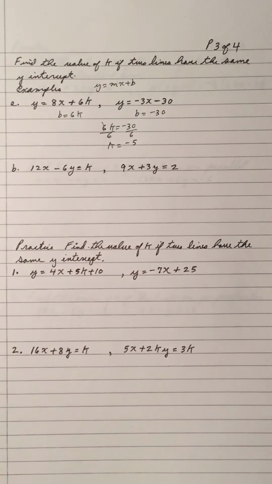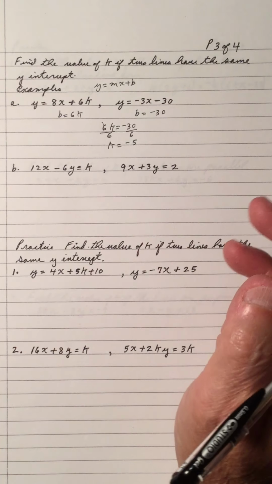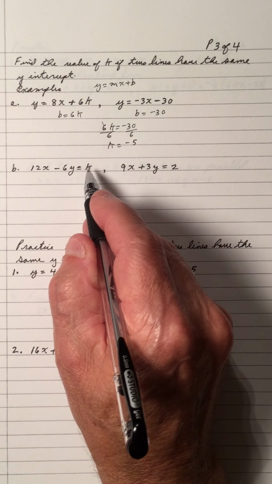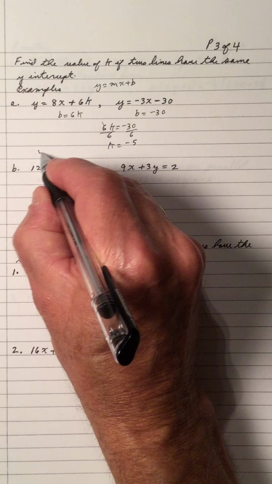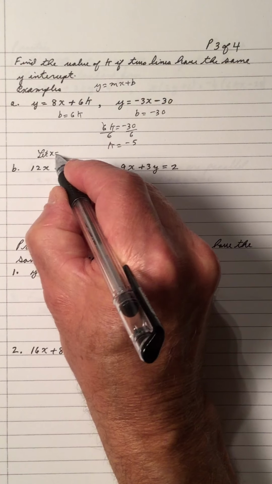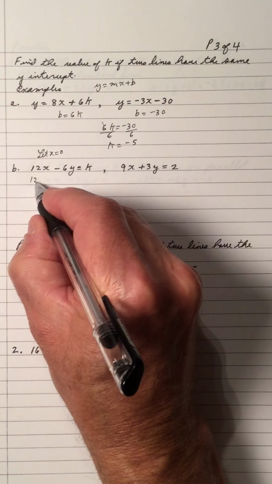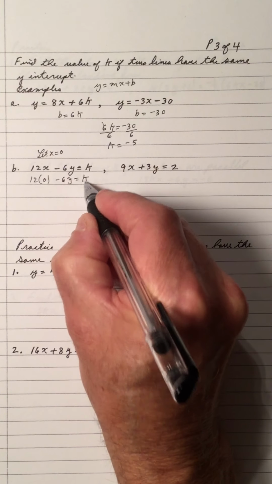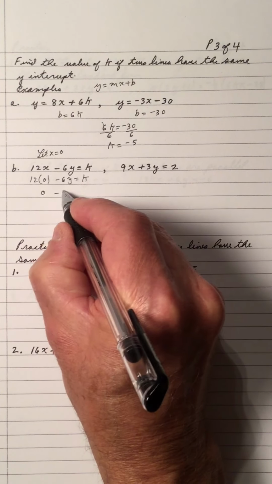Now I want the y-intercept. There are two ways to get a y-intercept when the equation is like this. The fast way is to let x equal 0. So I will do it the fast way first. So that's a 0.